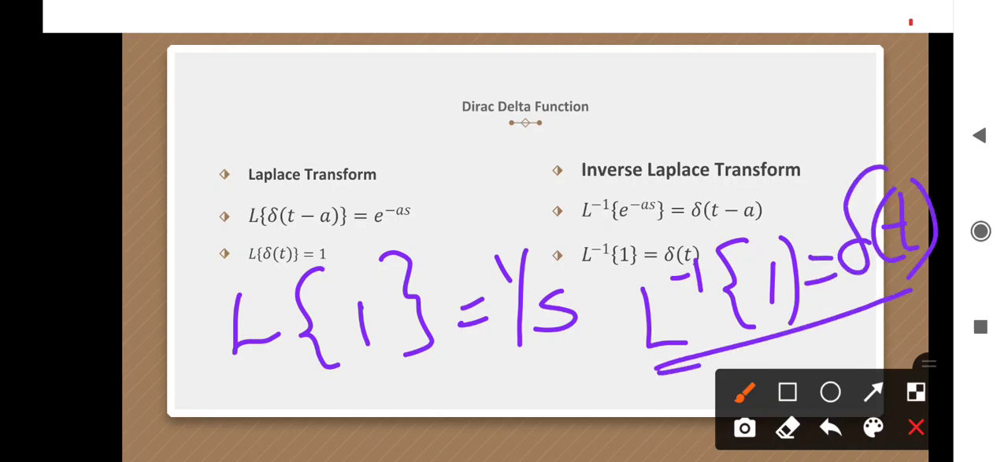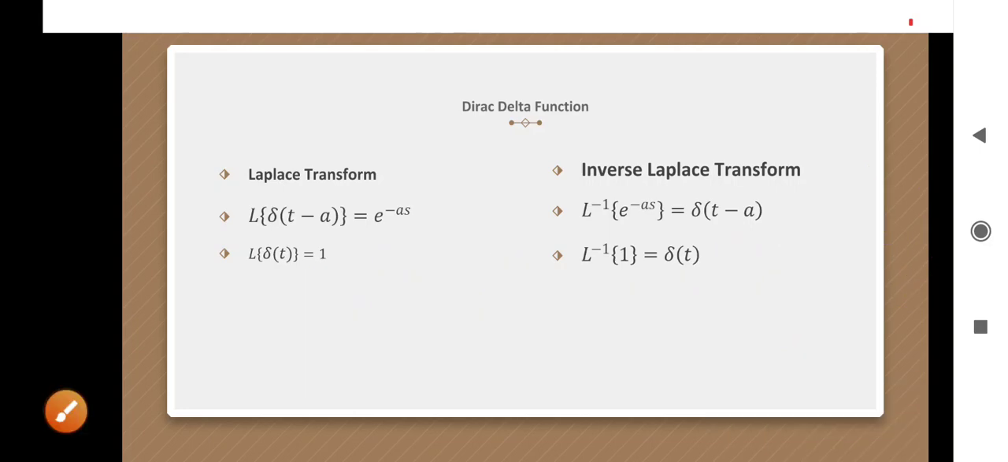This result is very important. Most of the time in mid-sem exams or in competitive exams, this result is asked for 1 or 2 marks. So remember, L inverse of 1 is nothing but the Dirac delta function at a equal to 0. So these results are very important as far as the inverse LT and Dirac delta functions are considered.